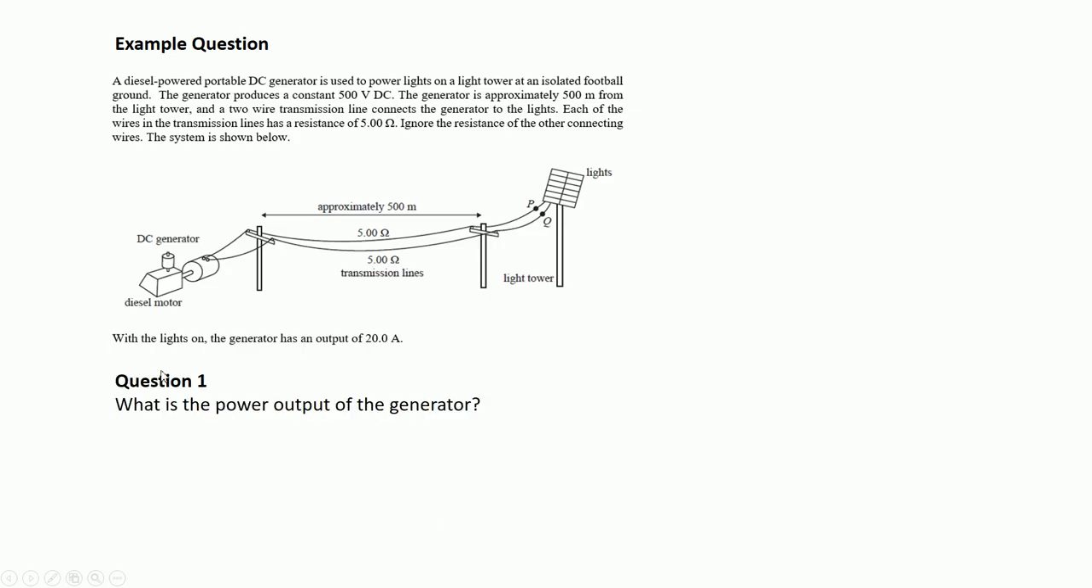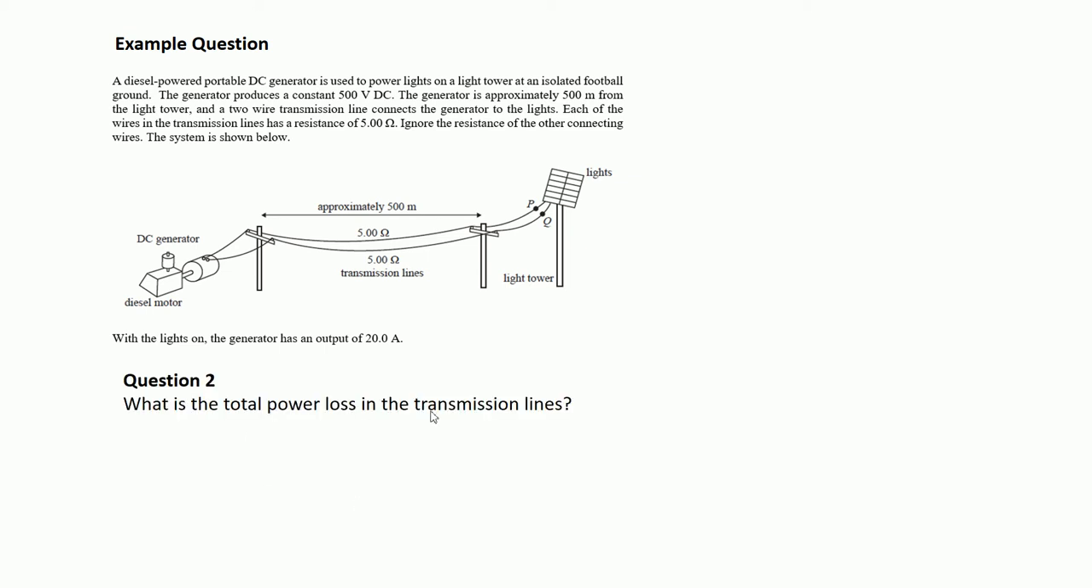Question 1, what's the power output of the generator? Okay, we know the generator has 500 volts being produced, and we know that there's 20 amps, and we're after the power of the generator. So traditionally P equals VI, the standard equation, 500 times 20 gives us 10,000 watts.